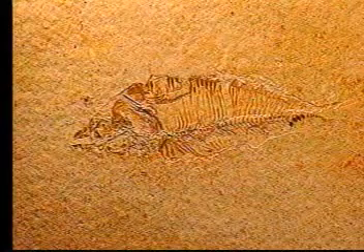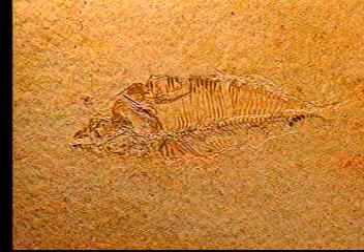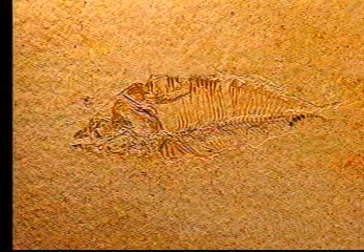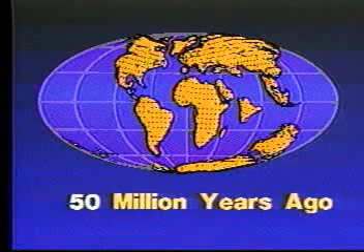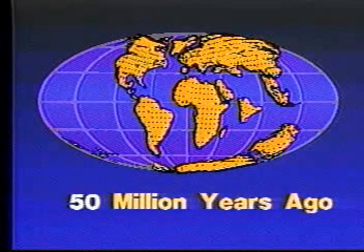This specimen of the minnow fish family was found in the Green River shale cliffs of the state of Wyoming in the United States. Its complex internal skeleton is dated to be 50 million years old and belongs to a time when much of the land we know as the North American continent was above sea level.